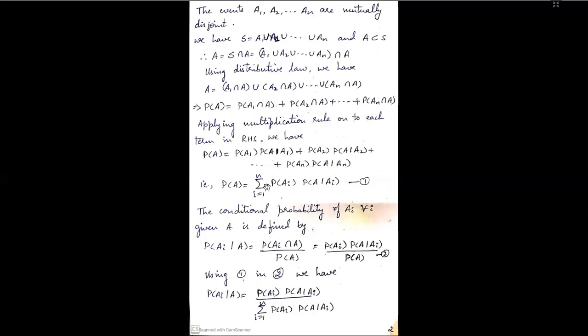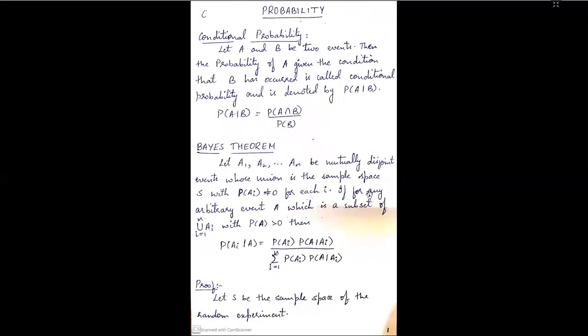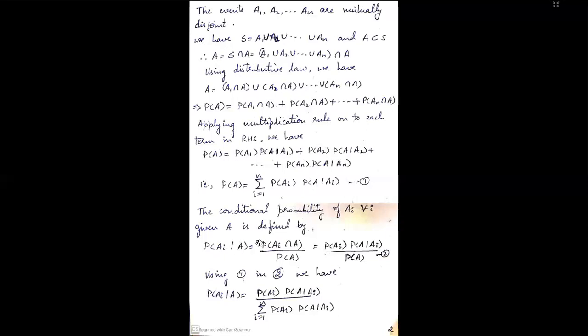This can be written in summation notation as: probability of A is equal to summation I is equal to 1 to N probability of AI into probability of A given AI. Now we need to find the conditional probability of AI for all I given A, so we need to find probability of AI given A. Probability of AI given A is equal to probability of AI intersection A divided by probability of A, or using the multiplication rule, probability of AI into probability of A given AI divided by probability of A, and you consider this as the second statement.